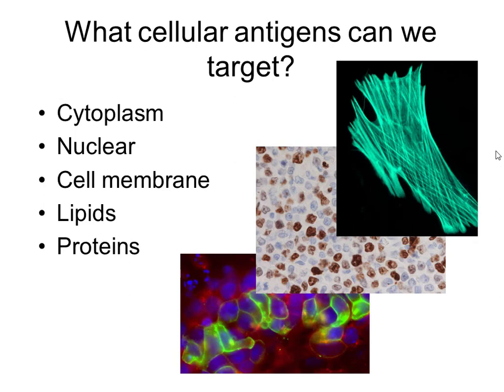What cell antigens can be targeted? First of all, cytoplasmic antigens, which are present in the cytofilaments or maybe in organelles. Then nuclear staining, nuclear antigens. Third, the cell membrane, and also, separately, lipids and proteins which localize in the extracellular matrix.